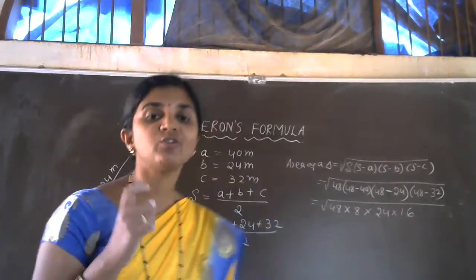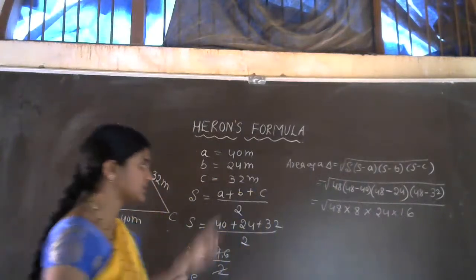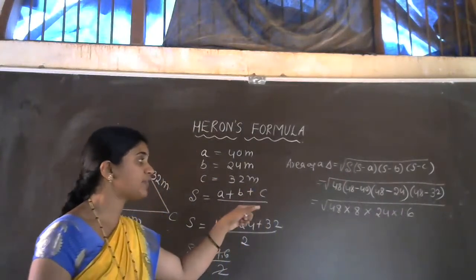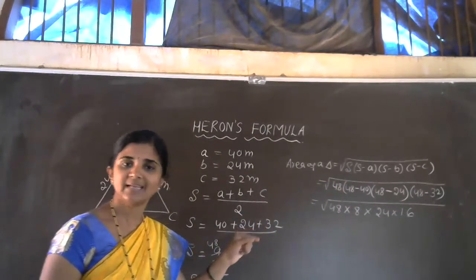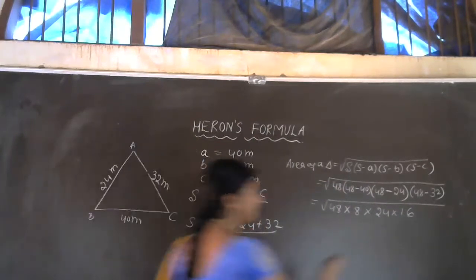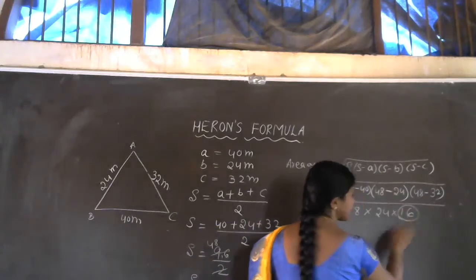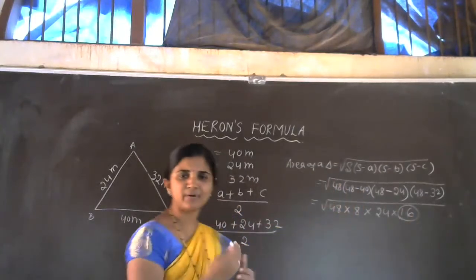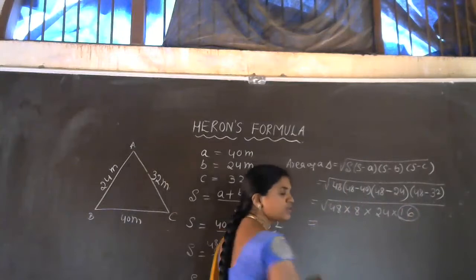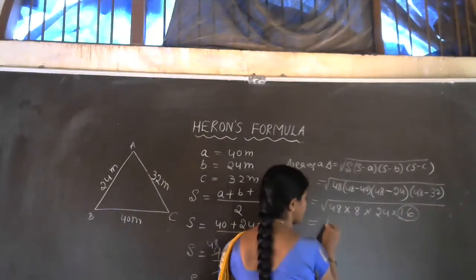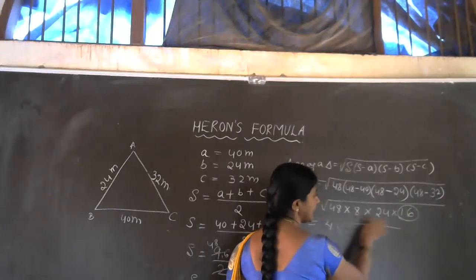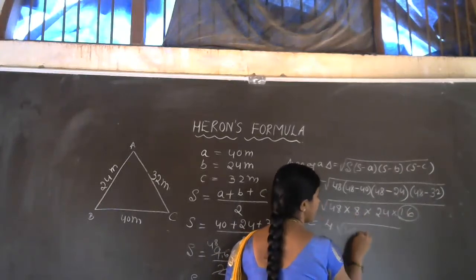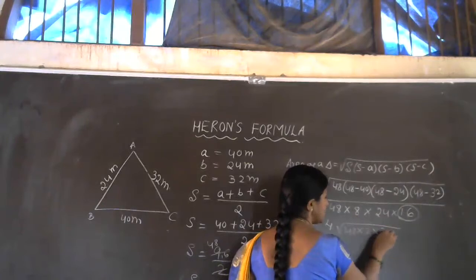Next we have to look for perfect square numbers among 48, 8, 24 and 16. Is any perfect square number there? Yes, of course. 16 is a perfect square number, since 4 fours are 16. So 4 comes out. What is inside is 48 into 8 into 24.